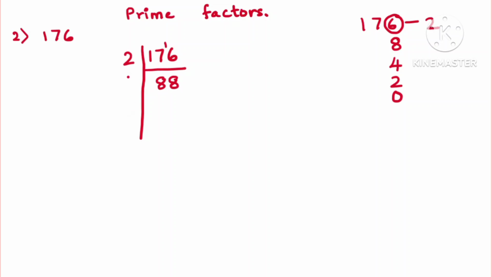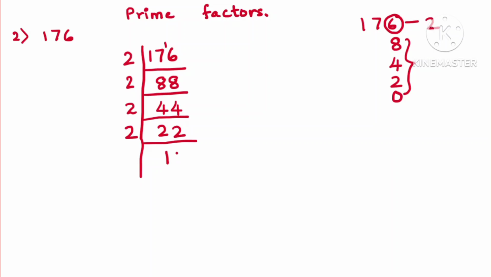If I take 2 again, because the units place is 8, you can divide it by 2. 2 fours are 8 and 2 fours are 8. Again in the units place we have 4, so again you can take 2. 2 twos are 4 and 2 twos are 4. Now again in the ones place you have 2, so again you take 2 ones are 2.